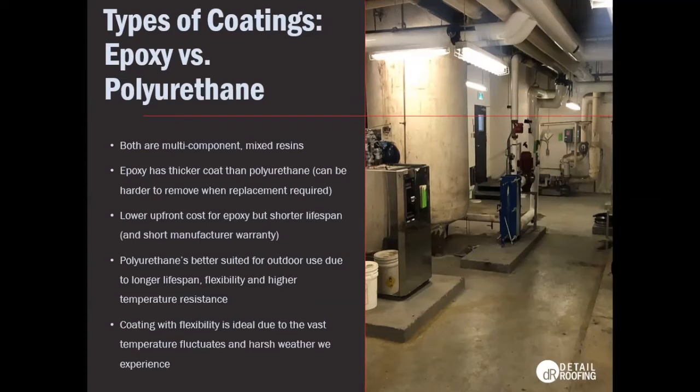So having a coating with flexibility is really ideal, especially for any outdoor areas like balconies or pool decks or any other concrete surfaces, because of the fact that we deal with such severe weather fluctuations and harsh weather. So you want something that's going to be flexible and be able to move with the natural movement of the building and withstand all the various weather events that we experience.